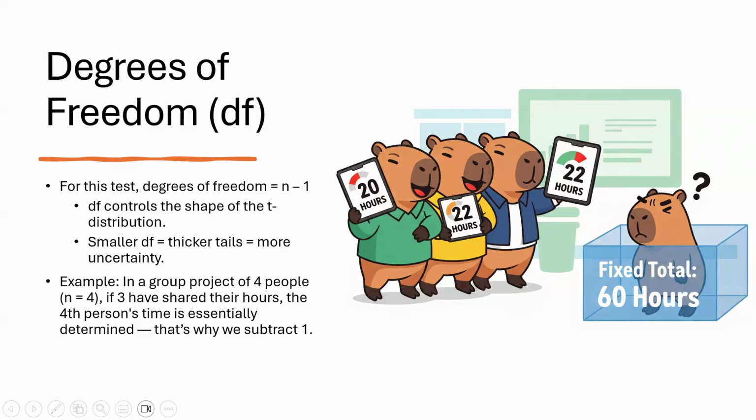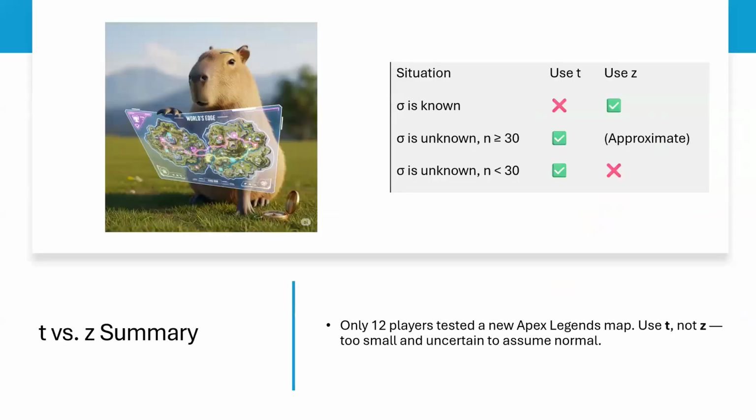So, small n equals more uncertainty equals thicker tails. Large n equals more confidence equals Z-curve-like behavior. This is why statisticians get excited about big sample sizes. The math gets simpler and more powerful.